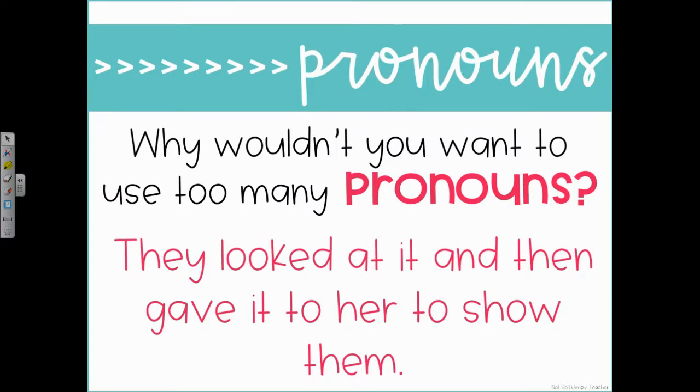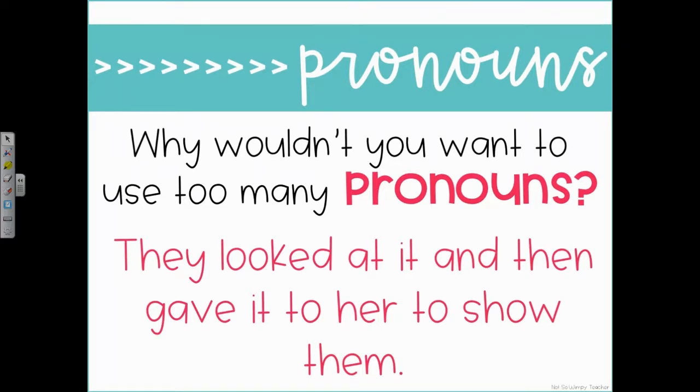Now, when it comes to pronouns, you have to remember, you don't want to use too many in your writing. Why don't you think you would want to? Here's an example that uses a lot of pronouns. They looked at it and then gave it to her to show them. I see they, I see it, I see it again, her, and them. That's already 5 pronouns in one sentence.